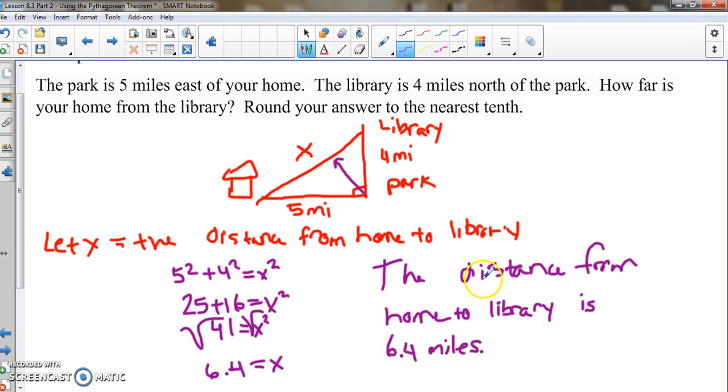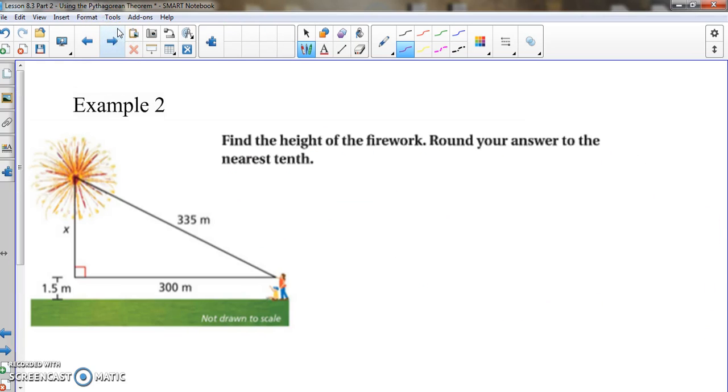All right, so let's try another one. Okay, it says to find the height of the firework. They've already given you the picture, and it says again to round your answer to the nearest tenth. All right, so if I'm looking at this, this is you viewing the firework. Okay, this would be your sight line distance. This is how far you are, the 300 meters from where they're actually setting off the fireworks. And this missing distance x here is how high it is to the firework. However, we have to be careful with this 1.5. We're going to need to factor that in a little bit later.